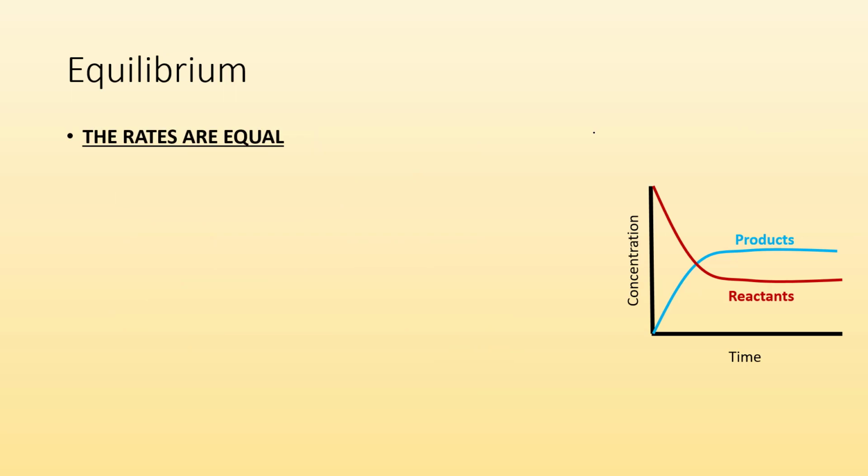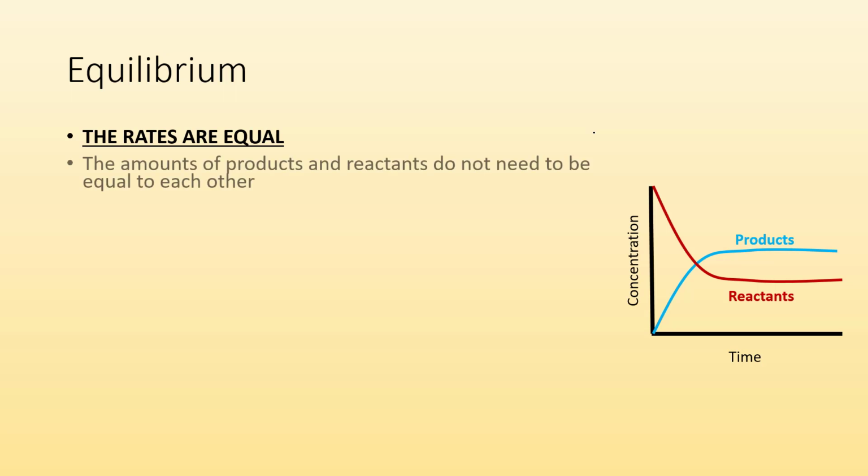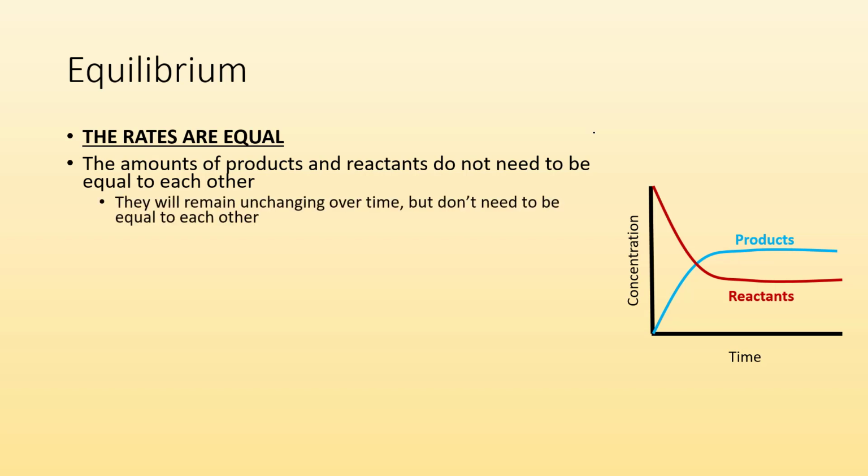So in equilibrium, it's the rates that are equal, all right? The rates are equal. So the amount of products and reactants do not need to equal each other. You don't have to have equal products and reactants. They just have to remain unchanging over time. They don't have to be equal to each other. Because the forward and the reverse reaction rates are equal, it's telling us we're making products at the same speed we're recreating the reactants. So overall, the amounts of them don't change.